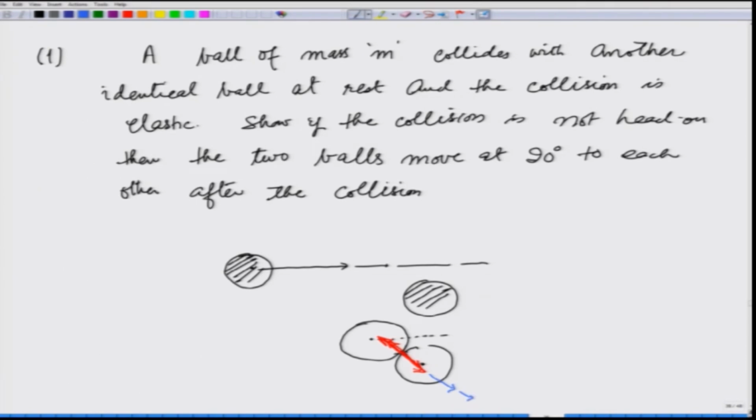Ball 1, which was coming in, experiences an impulse like this, and therefore, its momentum, which was in the direction to the right, is going to change a bit, and it is going to move like this. So, finally, the picture that emerges is that one ball is moving like this and the other ball is moving like this, and this angle we want to show is 90 degrees. This problem can be solved using the principle of conservation of momentum and principle of conservation of energy.